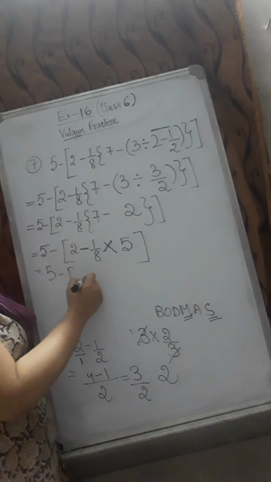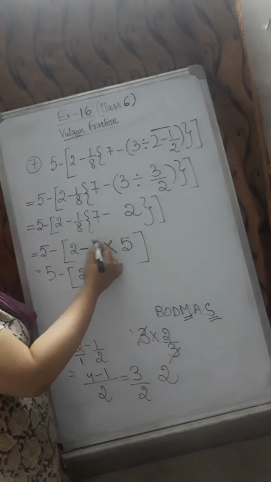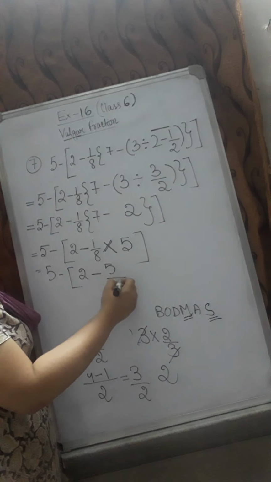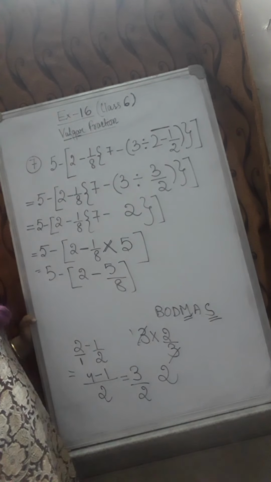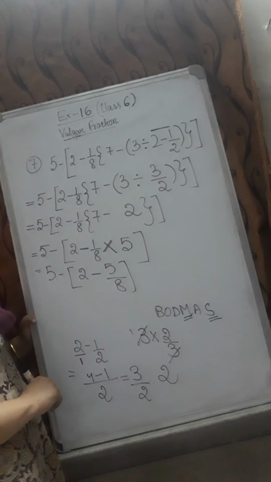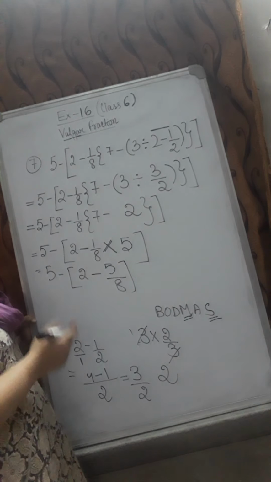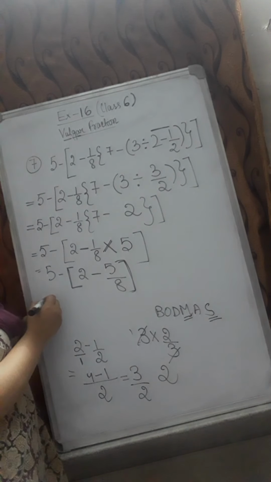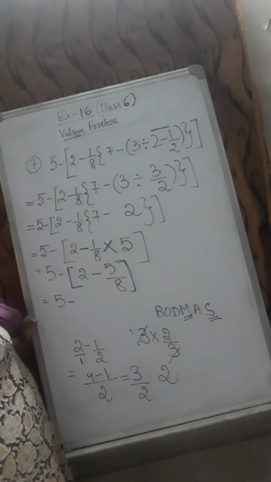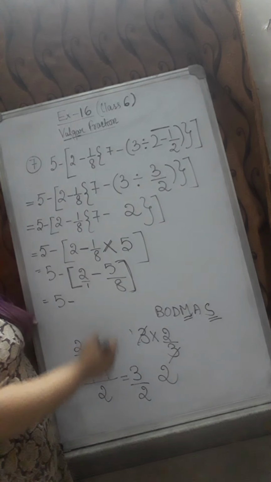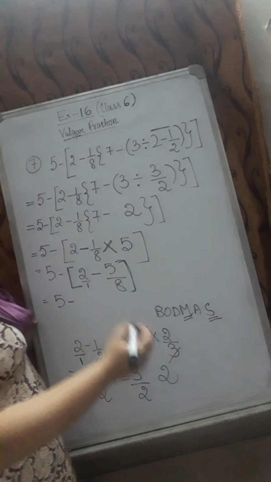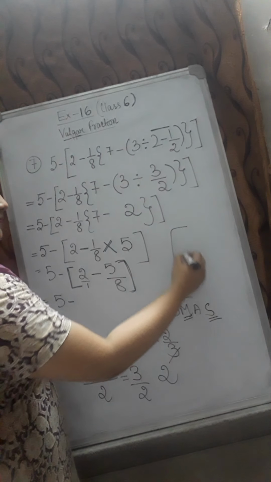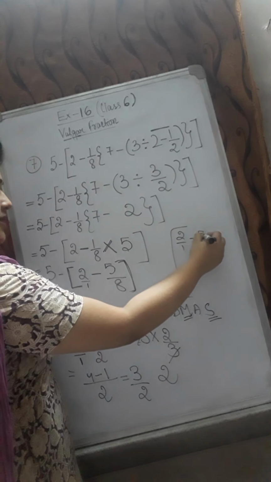So 5 minus 2 minus, nothing can be cancelled in the multiplication part. So 5 into 1 is 5, divided by the denominator 8. Now you have to do the subtraction part, because the third bracket is not entirely solved. Now here nothing is there, which means 2 by 1. You can solve it elsewhere in the rough portion, I am doing it over here. 2 by 1 minus 5 by 8.